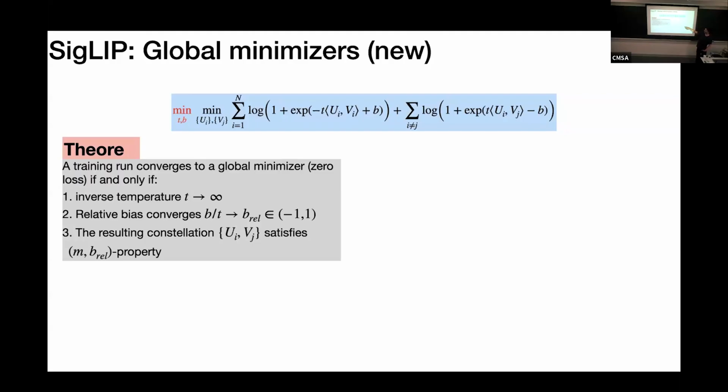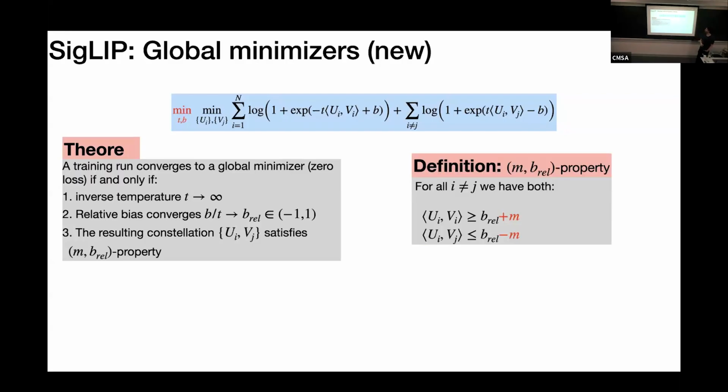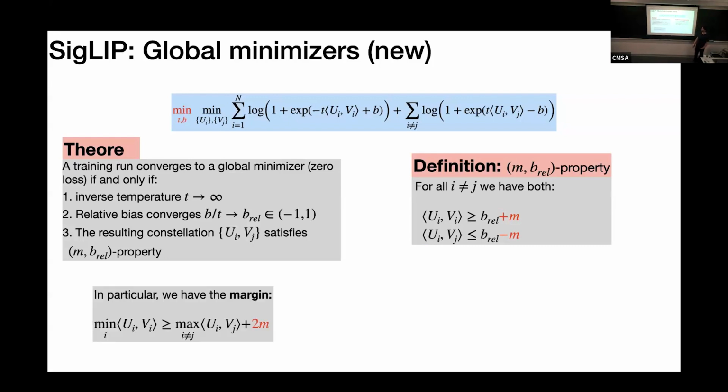And the resulting constellation of UIs and VJs satisfies what we call the MB property, or it's an MB constellation. And that's the following. For any I not equal to J, their inner product is a little bit below this B_rel. For matched pairs, their inner product is a little bit above B_rel. And the gap is this margin. Okay, so here's the definition of margin, but it's maybe obvious already from there.